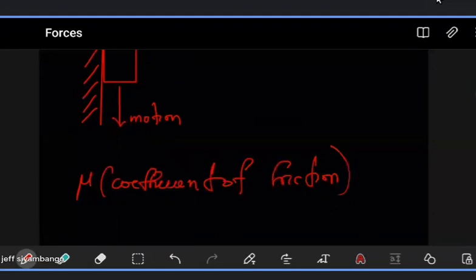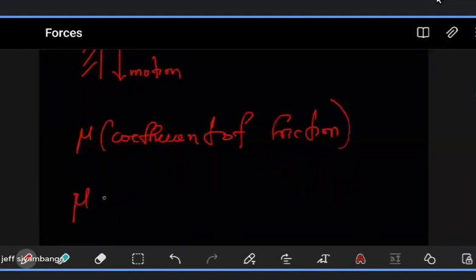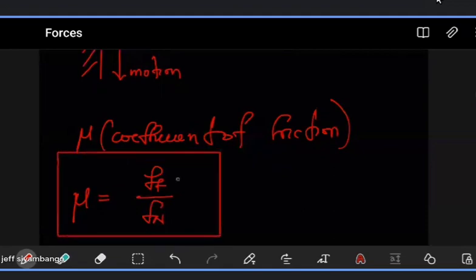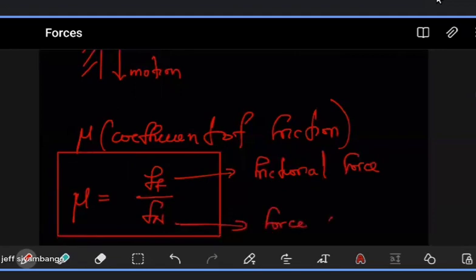The coefficient of friction, mu, is a ratio that relates the force of friction to the normal force that is present. Mostly I'll use Fn to mean the normal force, and I'll use Ff to mean the force of friction, or frictional force.